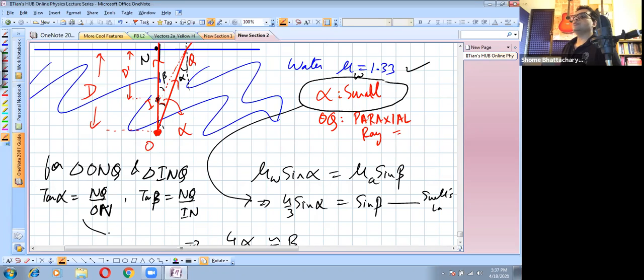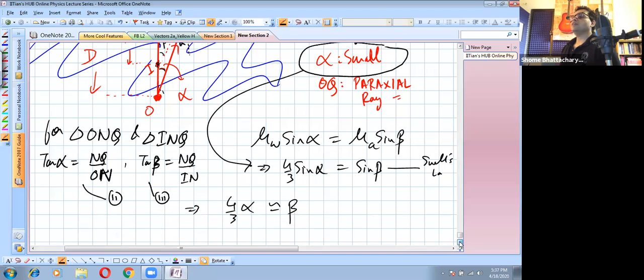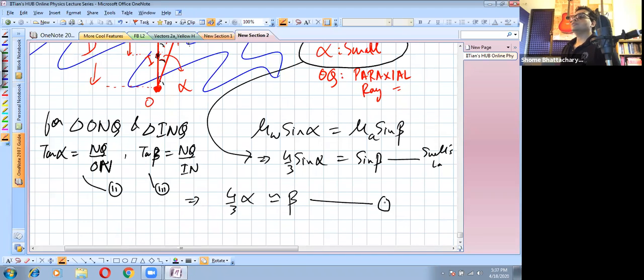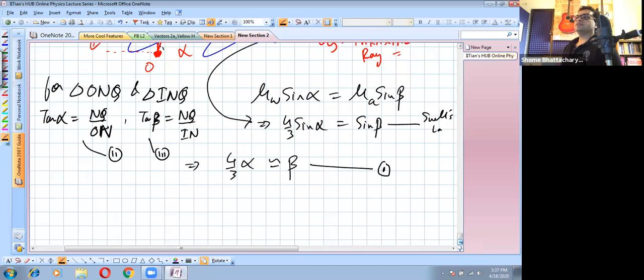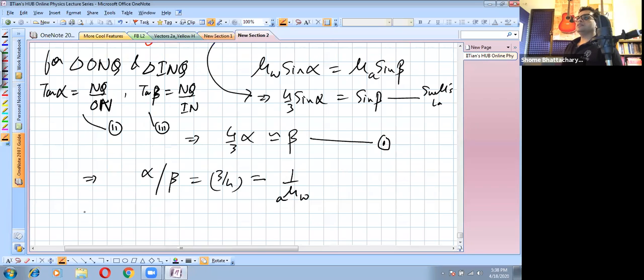So factor in these two formulas, the second formula here and the third formula here, whereas we've already got the ratio of alpha and beta as mu from the first formula, which is coming from Snell's law. So now factor in all this. You can see that alpha divided by beta is equal to 3 by 4, or better written, this is 1 upon refractive index of water with respect to air, because it's 1 by 4 by 3. And this can be approximated as tan alpha by tan beta.